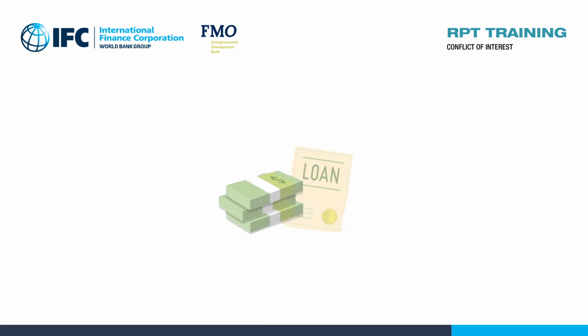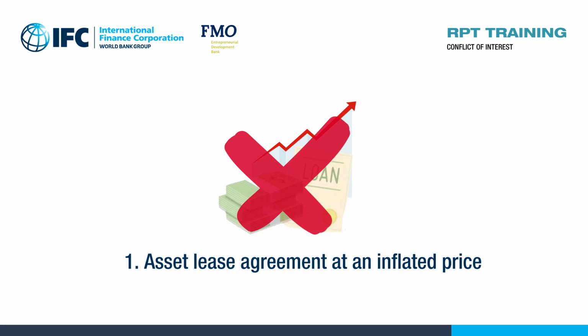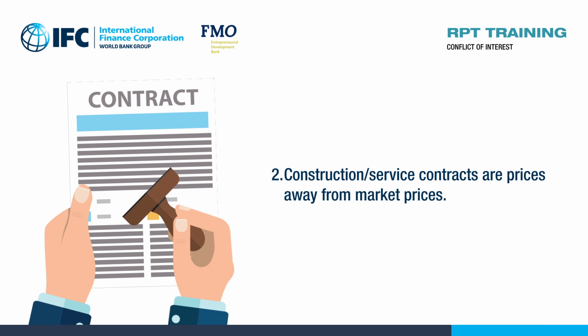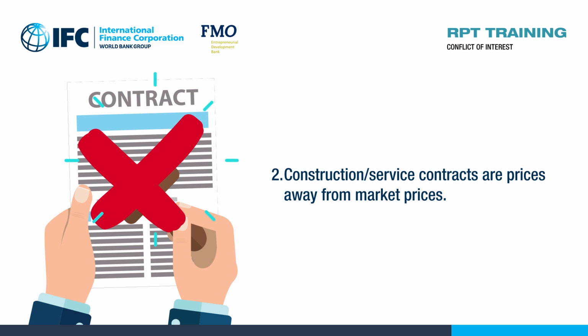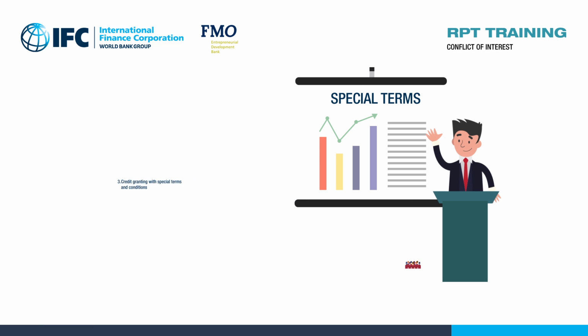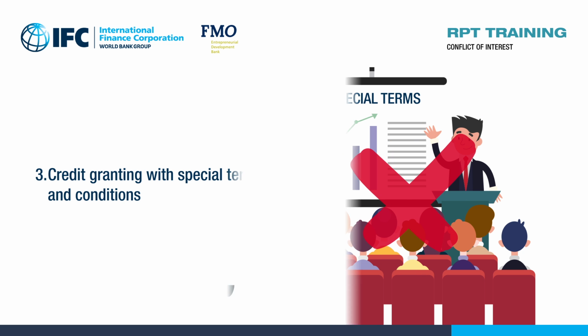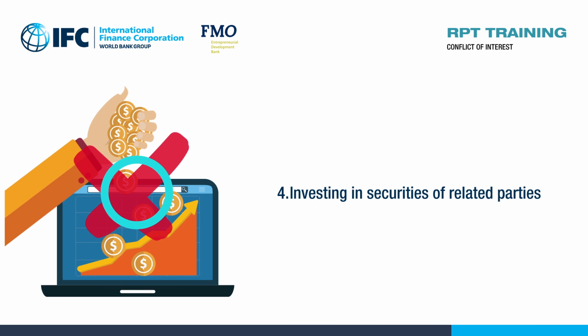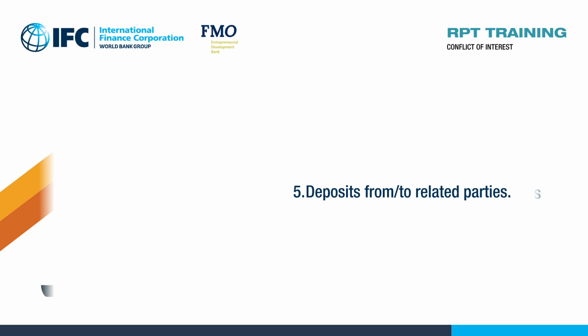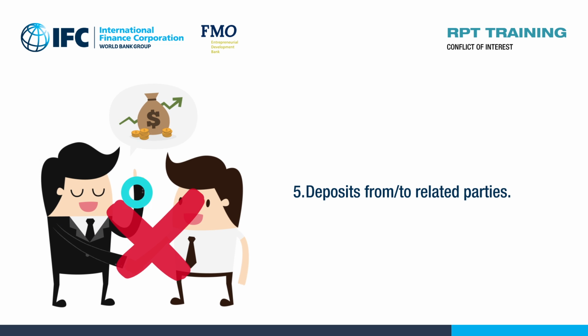Examples of RPTs that could be defined as conflict of interest include asset lease agreements at an inflated price, construction service contracts priced differently from market rates, credit grantings with special terms and conditions, investing in securities of related parties, and deposits from or to related parties.